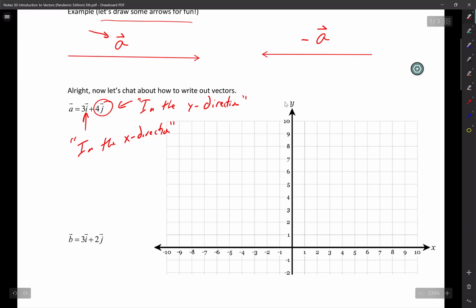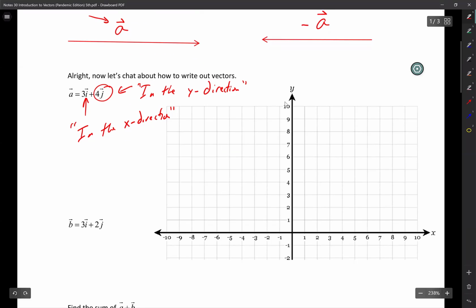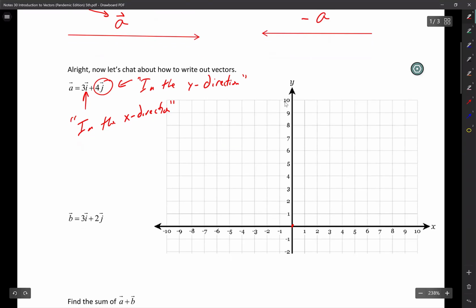So how do I show this vector? Well, if you want to start from the origin at (0, 0), then you can just go 3 units to the right and 4 units up. 1, 2, 3, 1, 2, 3, 4, put a point. Put the tail at the origin and put the arrowhead at the end at (3, 4). Boom, there it is. I'm going to call that vector A.